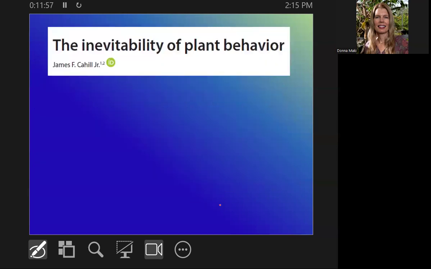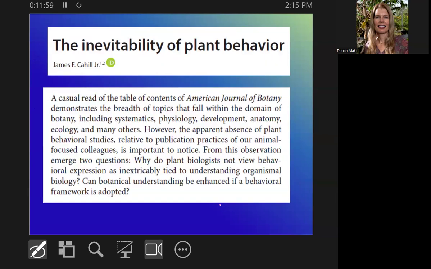And so then he published this paper, the one I posted, on the inevitability of plant behavior. It's just a short read, kind of an opinion piece where he is stating that we really do need to look at behavioral ecology when we look at plants. The evidence is mounting that they are social organisms and they use that information in order to survive and get their needs met in complex environments.